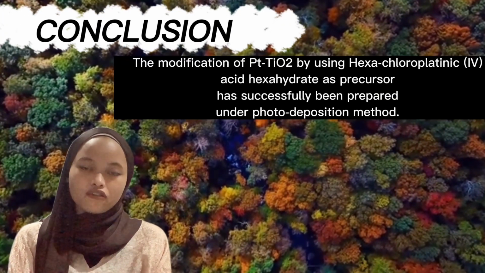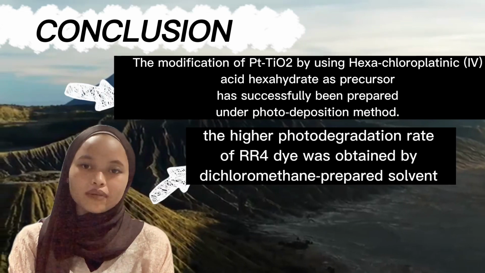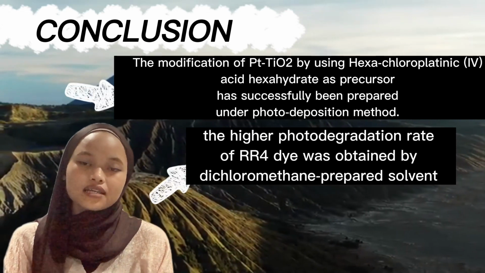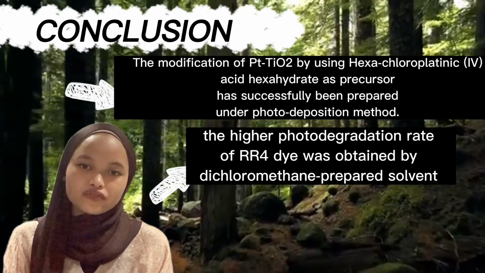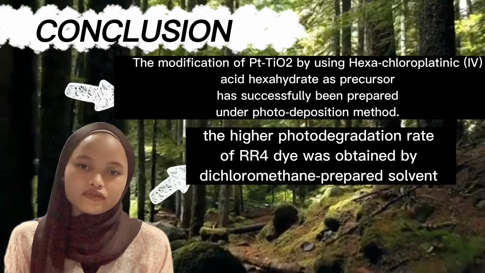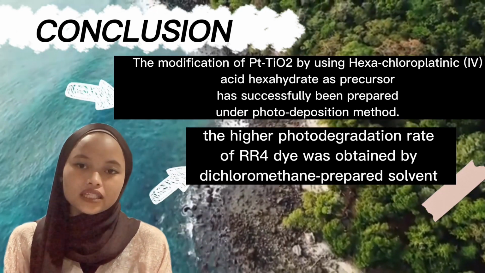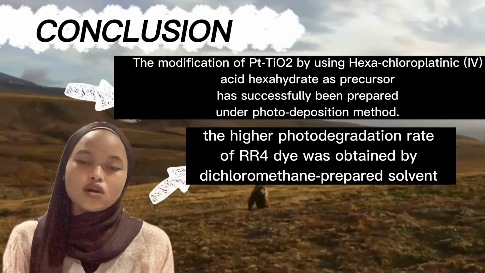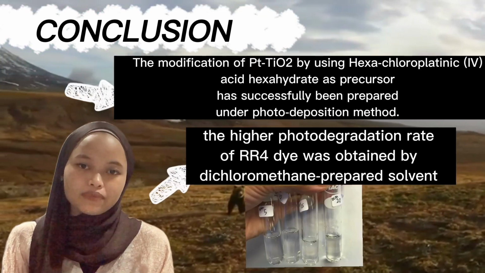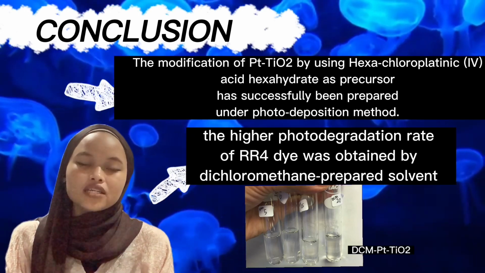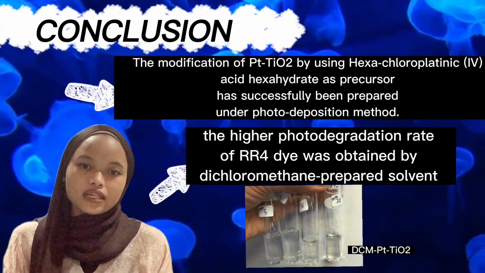The modification of platinum with titanium dioxide by using hexachloroplatinic acid hexahydrate as precursor has been successfully prepared under the photodeposition method. Under light irradiation, by using different solvents to study the effect on photocatalytic performance, the higher photodegradation rate of RR4 dye was obtained by the dichloromethane prepared solvent, which is 0.3072 per minute. It is proven that low polarity leads to high performance.